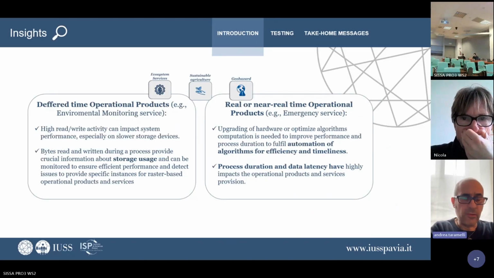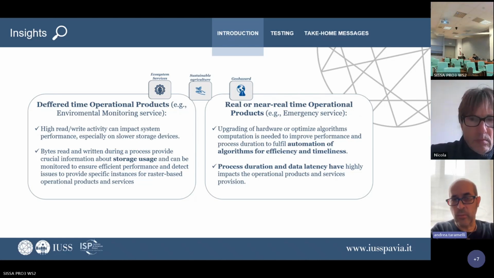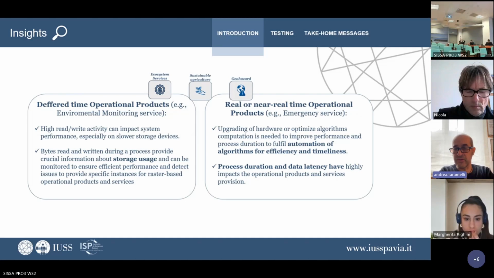So before going into technical details, we have to take into account two major insights. In order to have an operational system, we have two major issues. For constant monitoring, we have what we call the deferred time operational product, a constant timeline acquisition: one image every 2 days, one image every 4 days, and so on. So we set up a scheme, and we also calculate the orbits of the satellite in that scheme that allow a constant time acquisition.